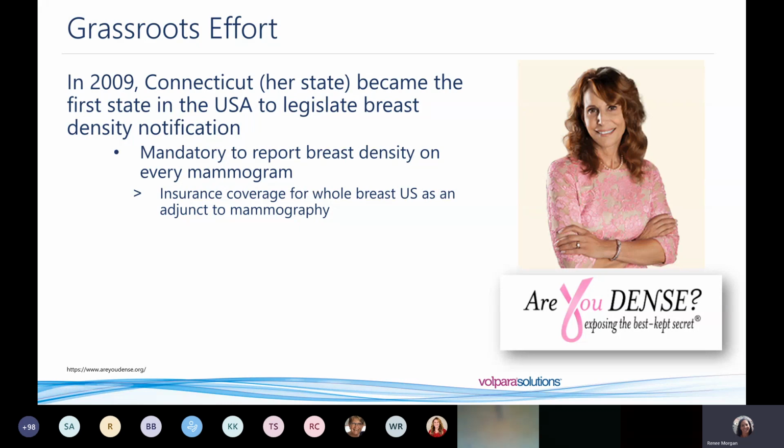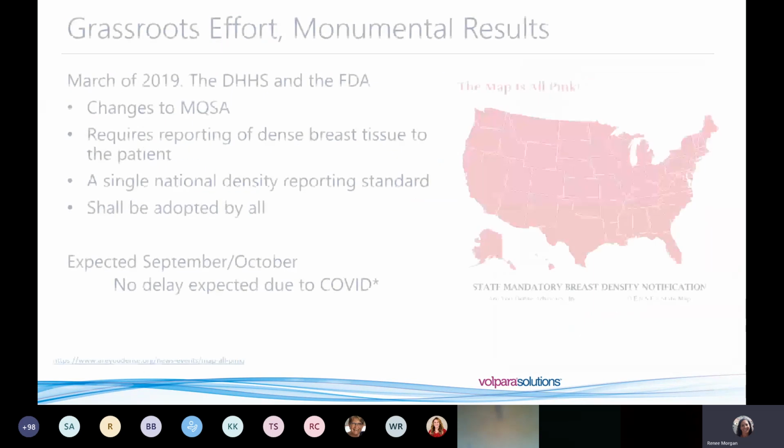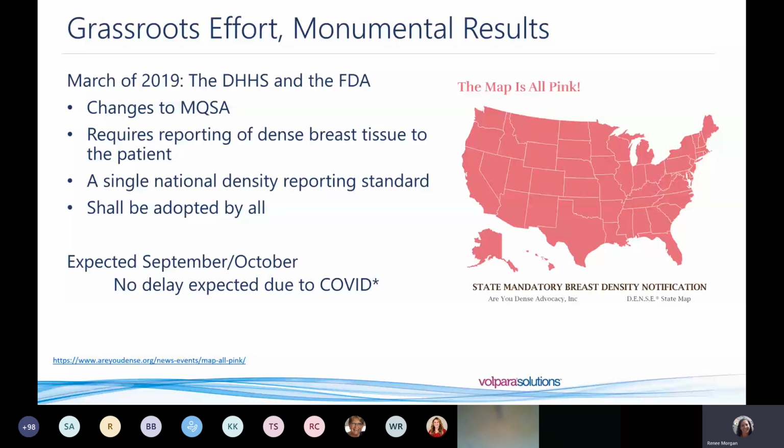Now, a lot has happened since then. A lot of states have followed suit, but every state is different, and not every state offers this insurance coverage for adjunct imaging. So there's still a long way to go. But this grassroots effort was monumental.